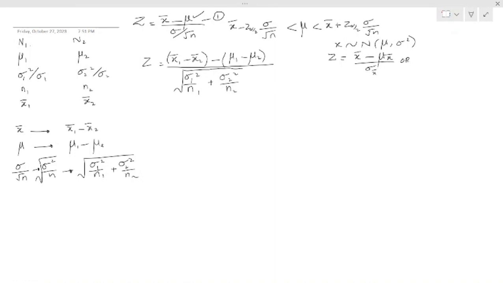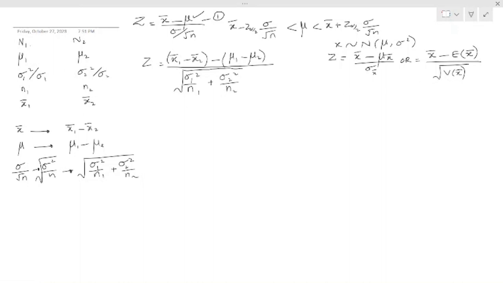Alternatively, we can write it down as x bar minus expected value of x bar divided by square root of variance of x bar. It's the same thing. Standard error is in fact the square root of the variance of x bar.